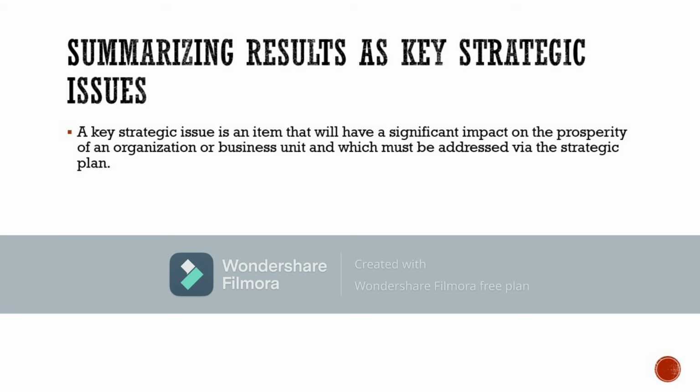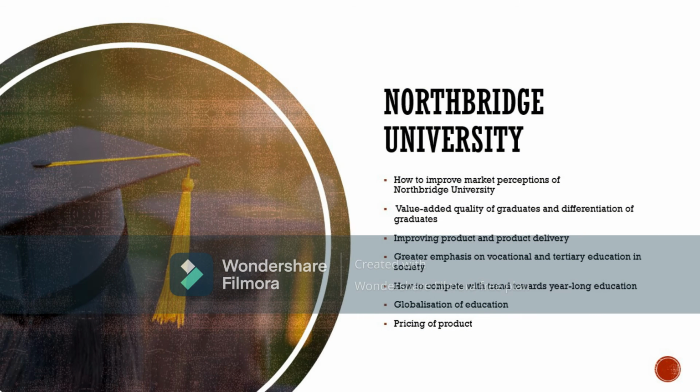Example 1 is a university. Among the key strategic issues, and not operational, keep that in mind, identified by the planning team were how to improve market perceptions of Northbridge University. Market perceptions. Value-added quality of graduates and differentiation of graduates. Improving product and product delivery.